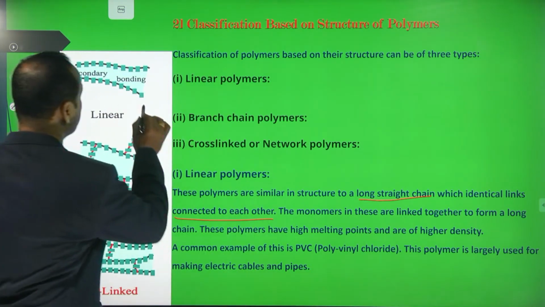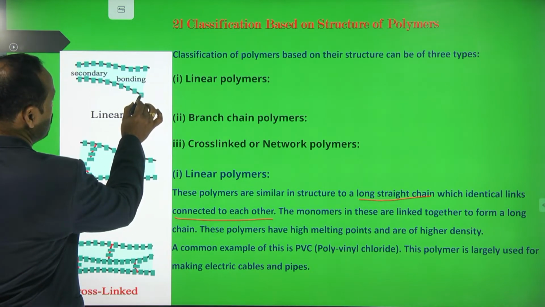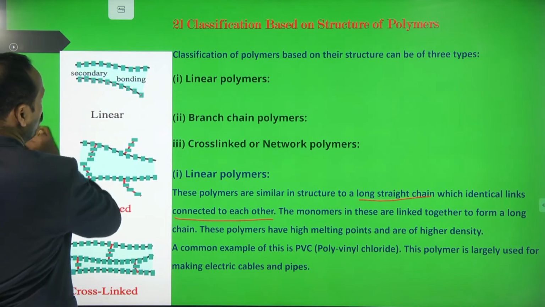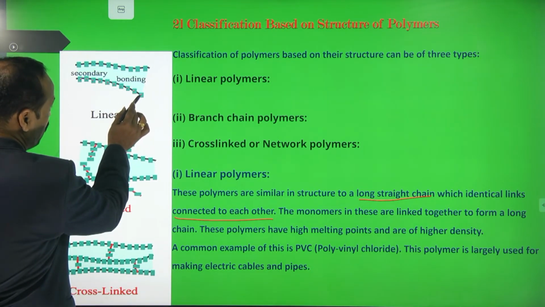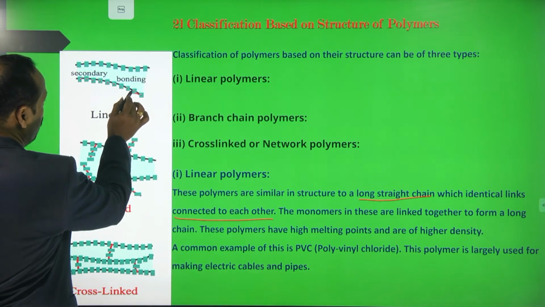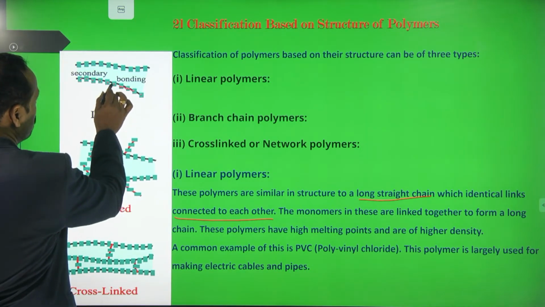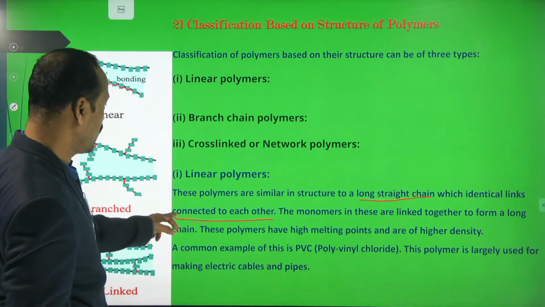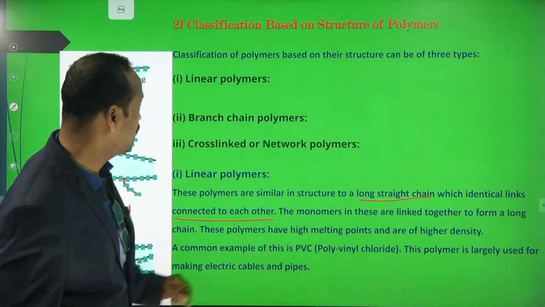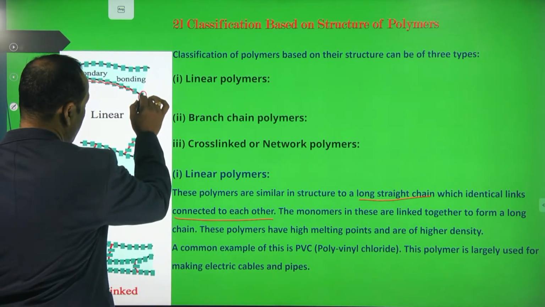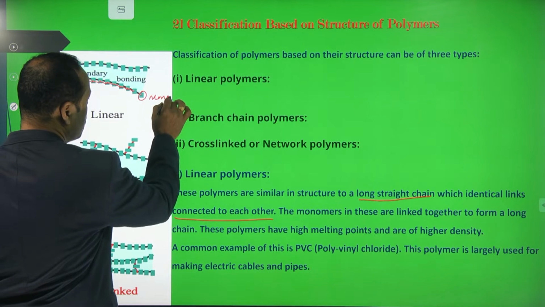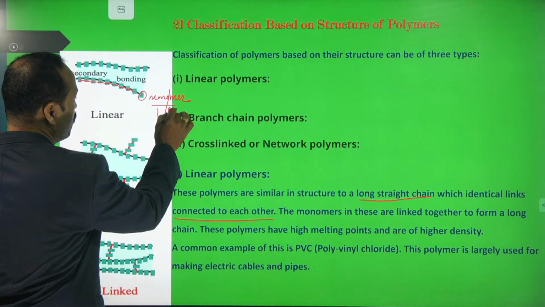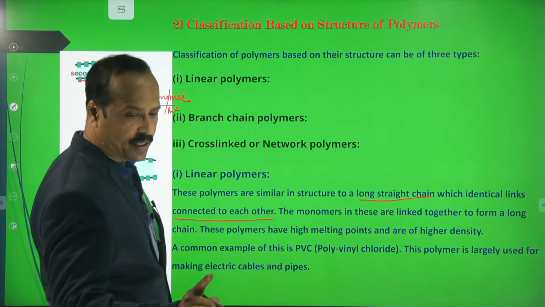Here you see this one. This is the first unit, called a monomer. These all are monomers. These monomers join one with another: this joining with this one, this joining with this one, and so on. Like this, they are all connected to each other. Is this clear? Every part here is called a monomer. Mono stands for one, and mer means part or unit. One unit is called a monomer.